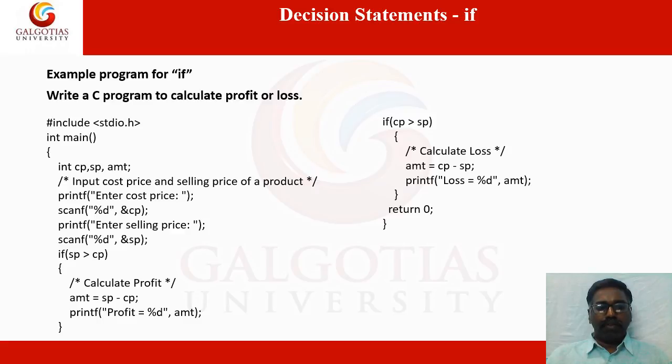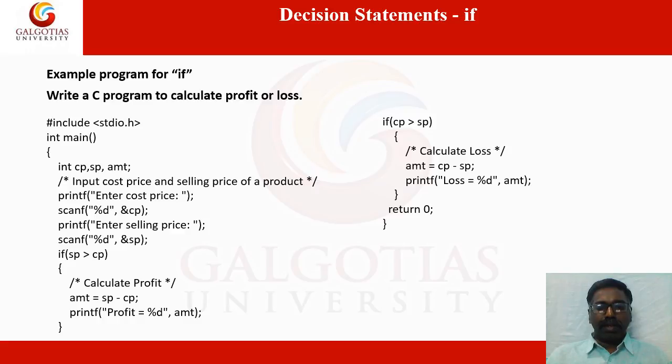Now using the if statement, we compare whether selling price is greater than cost price. Then it will be a profit for the user. So the profit is calculated by amount is equal to selling price minus cost price, and it is displayed as profit is equal to amount.